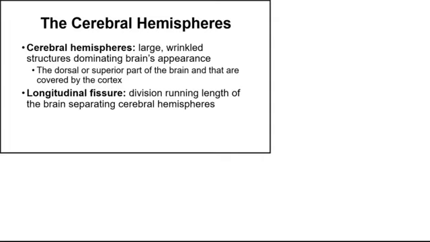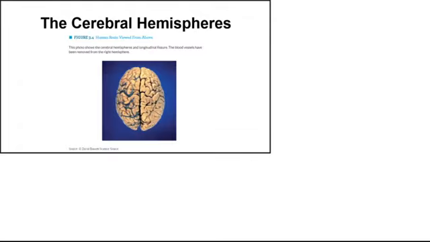We might also talk about the longitudinal fissure, which is that line that runs from the front of your brain to the back of your brain, and it separates both of those hemispheres. So that's that line that runs down the middle there. In this image, we're looking at two cerebral hemispheres separated by a longitudinal fissure.